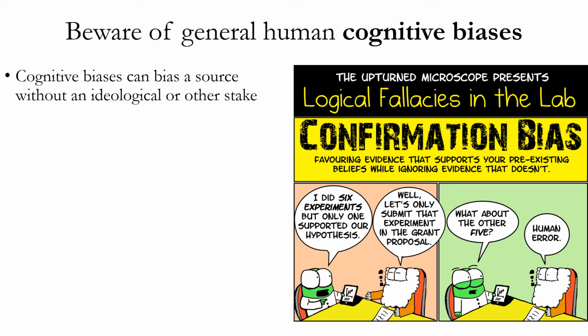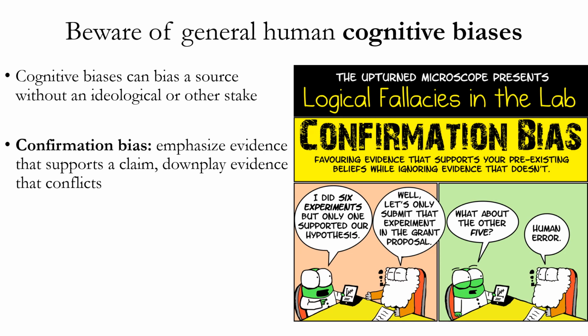I did 6 experiments, but only 1 supported our hypothesis. Well, let's only submit that experiment in the grant proposal. What about the other 5? Human error. So this is an illustration of how confirmation bias can sometimes operate in scientific settings in the lab. So basically, if the researcher wants a certain result because it might be interesting or important, then they may only pay attention to experimental trials or other evidence that confirms that result and overlook, downplay, or cut out information that conflicts with it. So the confirmation bias can be defined as emphasizing evidence that supports a claim while downplaying evidence that conflicts with the claim.